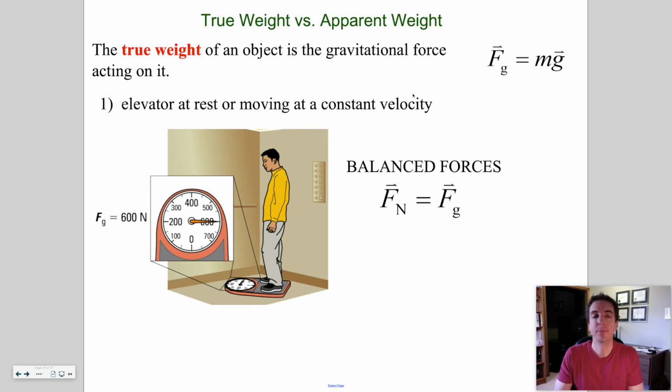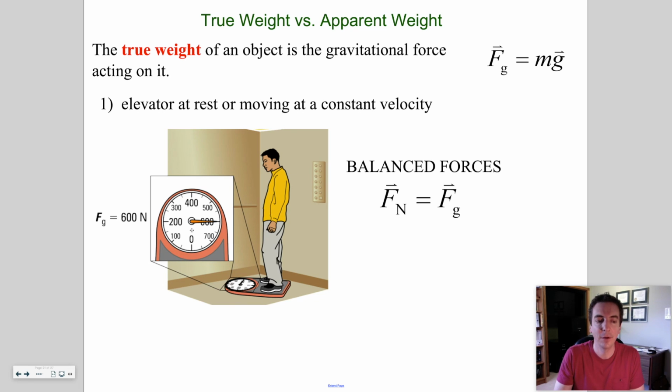Last thing, true weight versus apparent weight. Let's say you're standing on a scale in an elevator for some reason. It's a cool thing to do if you're in a physics class. Whether you're standing on a scale in an elevator or just in your bathroom, gravity pulls you down onto the scale, and the scale will read your mass, or in other words, it's measuring your weight, but it'll tell you how many kilograms you are.